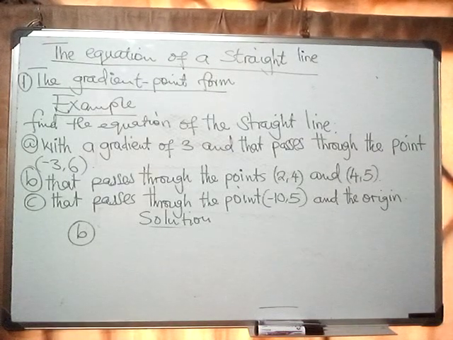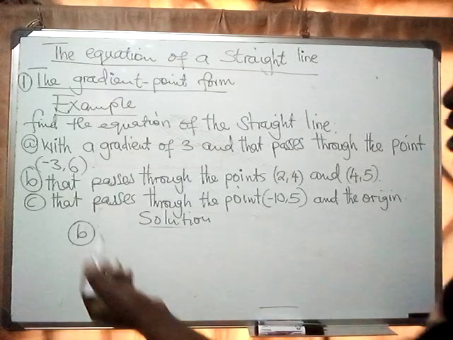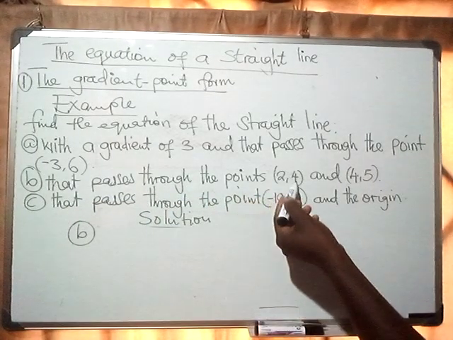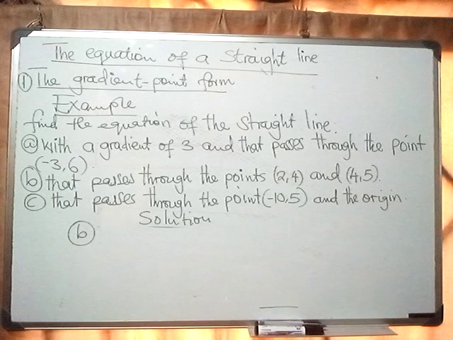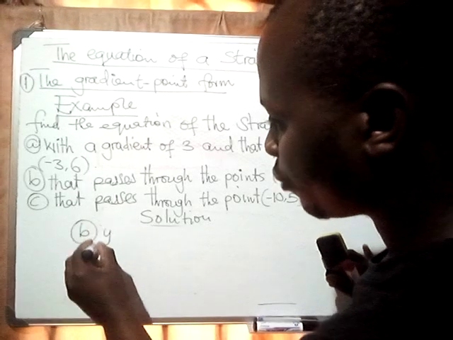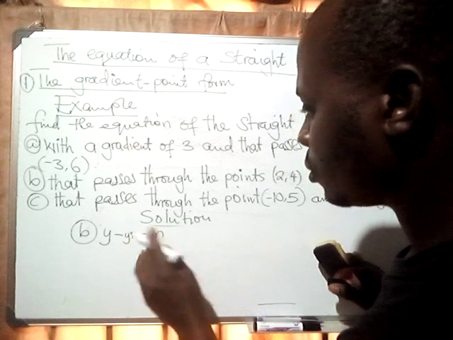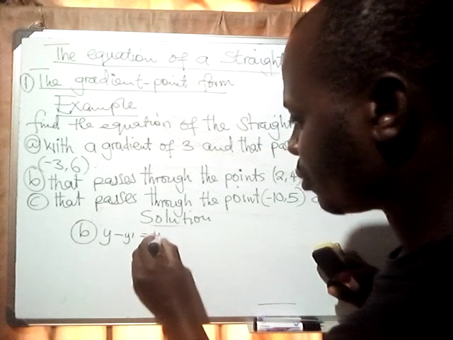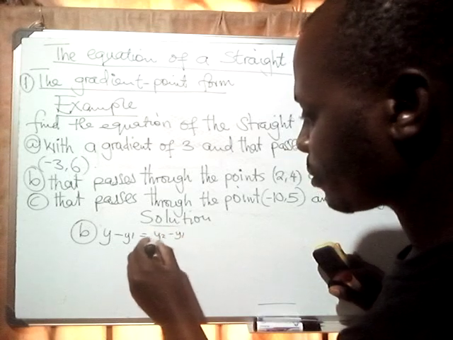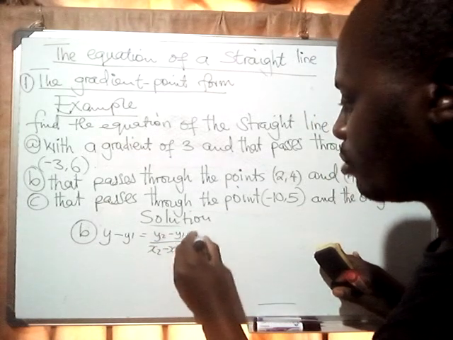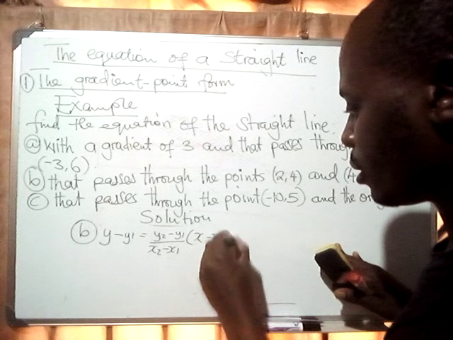So question number 2. We have not been given the gradient. It says we are still finding the equation of the straight line that passes through this point and this point there. So there's no gradient. So we are going to use the same formula which we learned when there is no gradient: y minus y1 is equal to y2 minus y1 over x2 minus x1, open bracket, x minus x1.